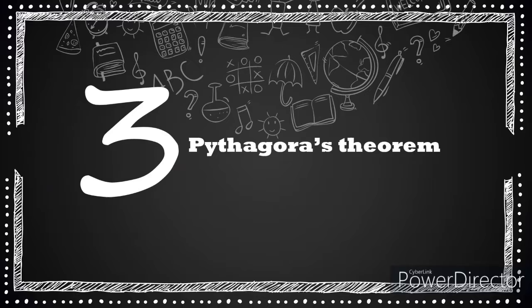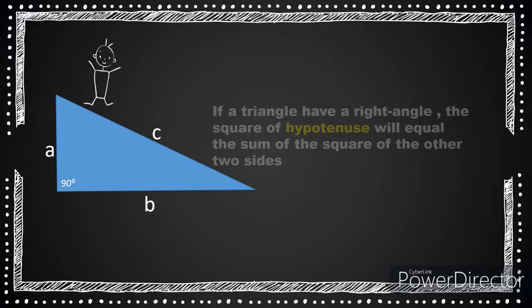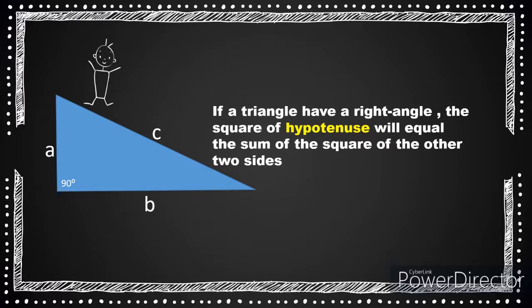Last but not least, we'll get into the most difficult part in triangles. I'll talk about the Pythagoras theorem. The Pythagoras theorem is that if a triangle has a right angle, the square of the longest side, which is called the hypotenuse, will equal the sum of the squares of the other 2 sides.